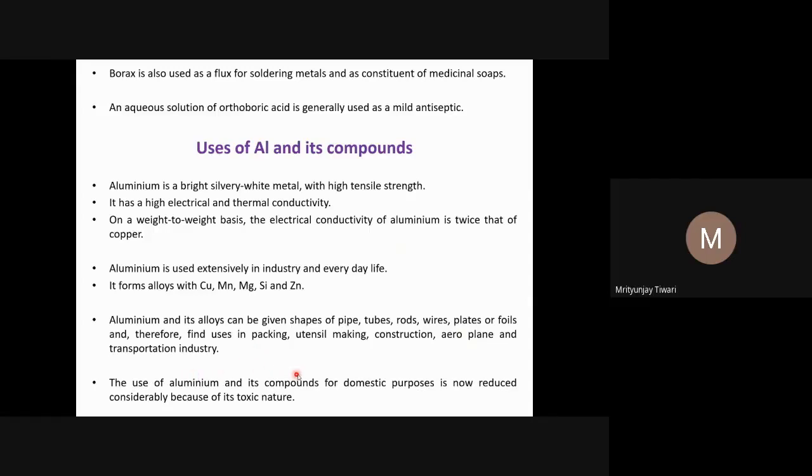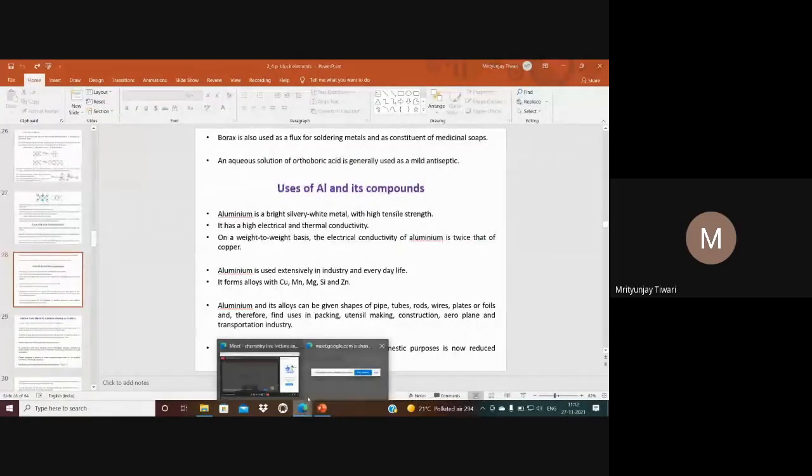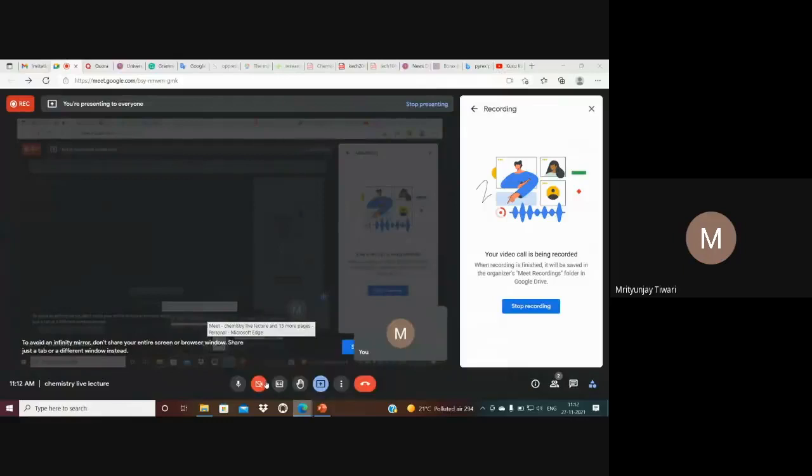The use of aluminium and its compounds for domestic purposes is now reduced because of its toxicity. Aluminium is toxic in nature for human beings, because aluminium is not required in our body, or only a very small amount is required. So if you use an excess of aluminium as utensils and other things, it will go into your body and cause a toxic effect. And so its use is now prohibited, or at least reduced, in domestic purposes.